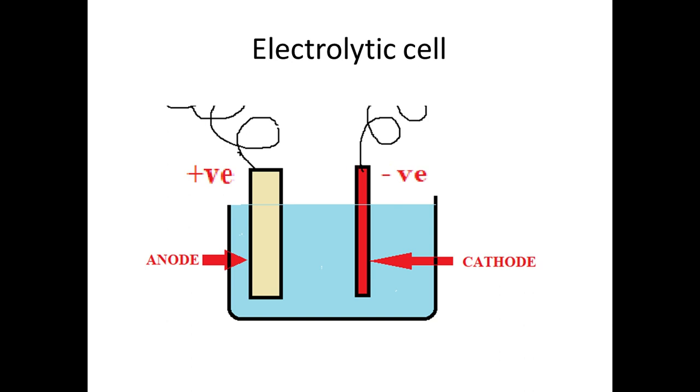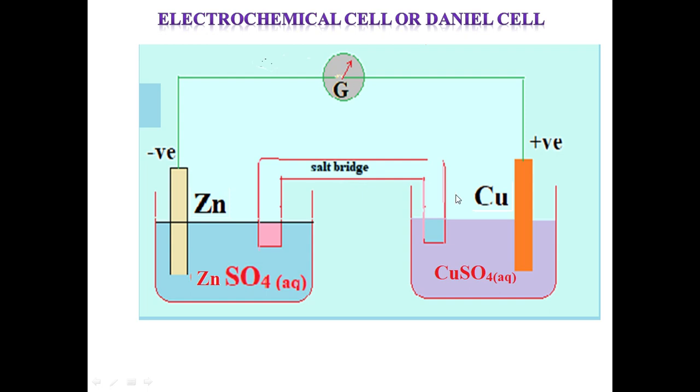You can use graphite, both electrodes made up of graphite. There is no problem if you're using the same or different type of material to make the anode or cathode. While in the case of an electrochemical cell, both electrodes must be of different elements. You can see here in the case of the Daniell cell, one electrode is made up of zinc, while another is made of copper.